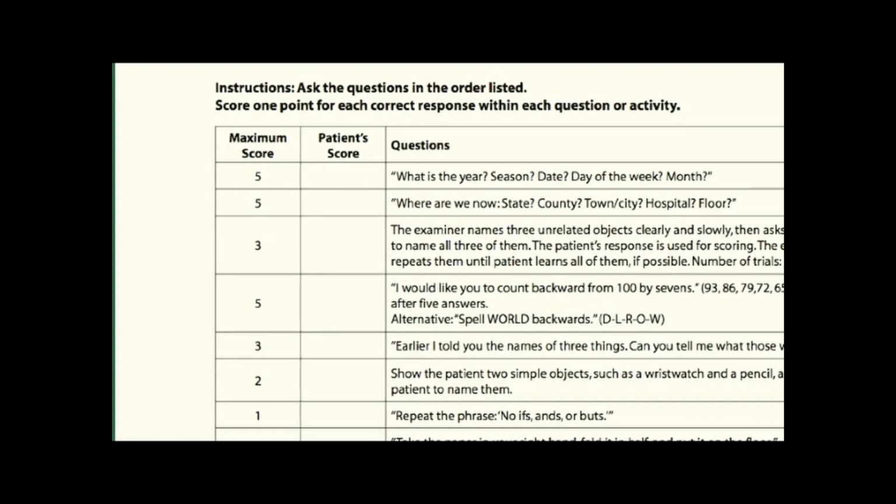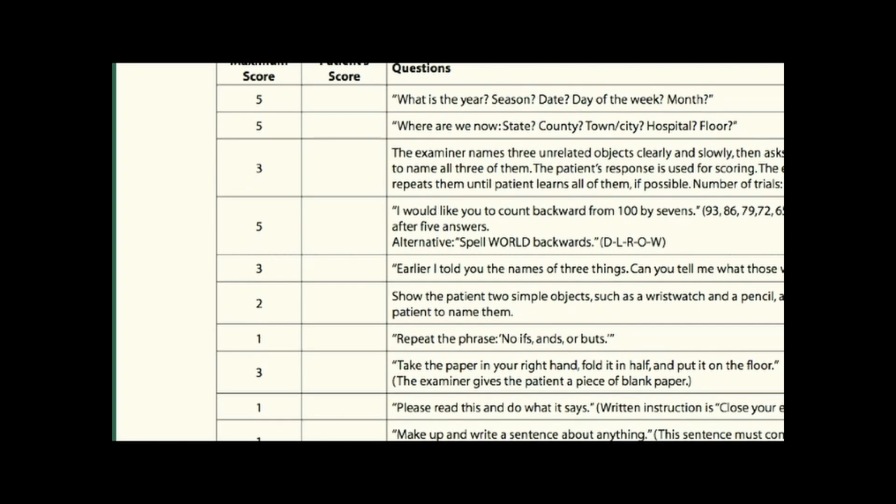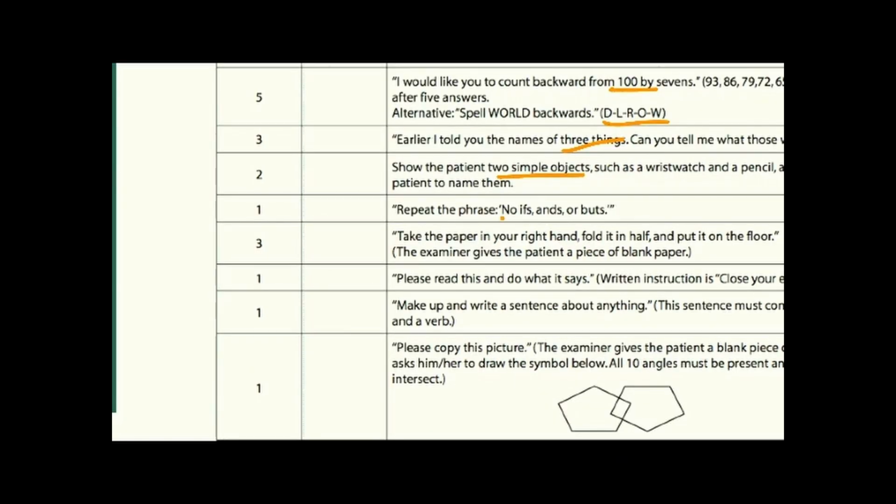So what year is it, the season, where are we now? Do your items, count backwards from 100 or spell world backwards. Repeat the 3 objects or the 3 things. Show them 2 simple objects, a pen, a watch, whatever it is. Repeat the phrase, no ifs, ands, or buts. That looks at motor function of the mouth to make sure that all the words can be pronounced effectively.